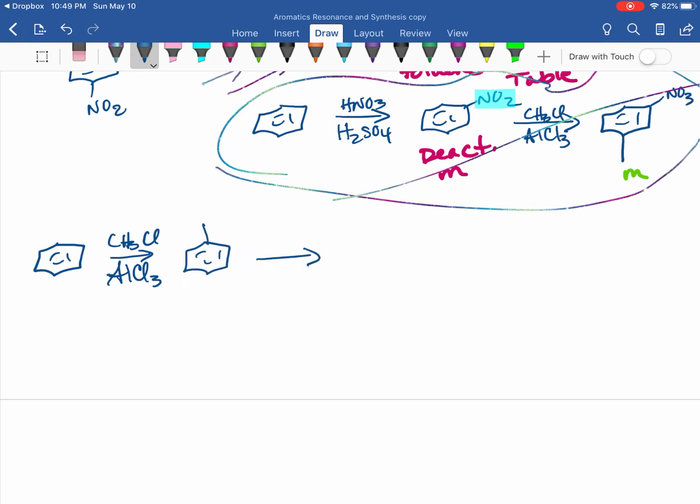Okay. So we're going to make toluene. And now our toluene is an ortho para director, and it's activating. So that next step is not too bad. So now we've got our nitro group, and I just chose that ortho position. But now you put an NO2 group on there.